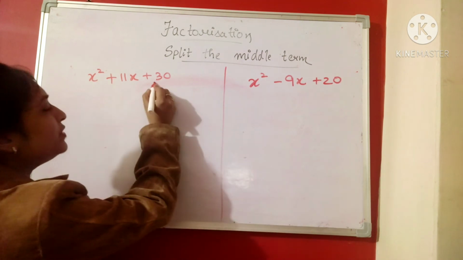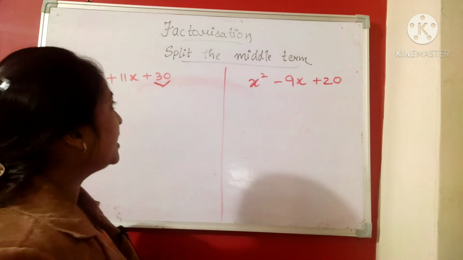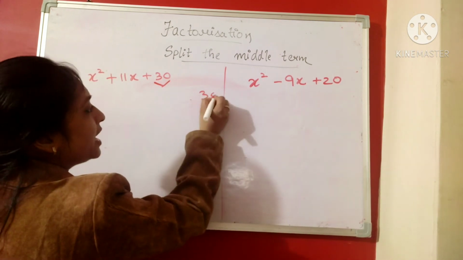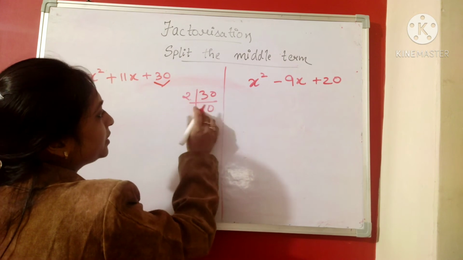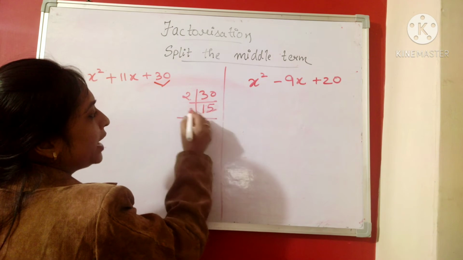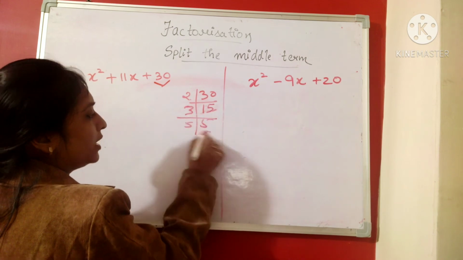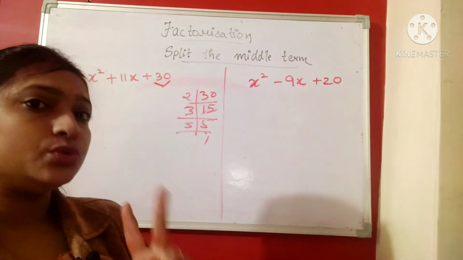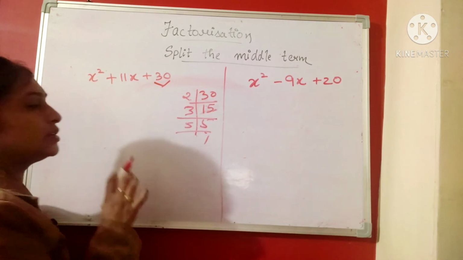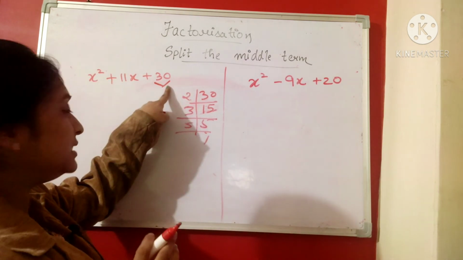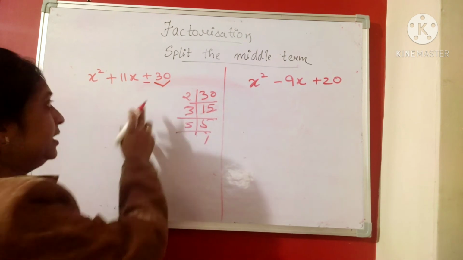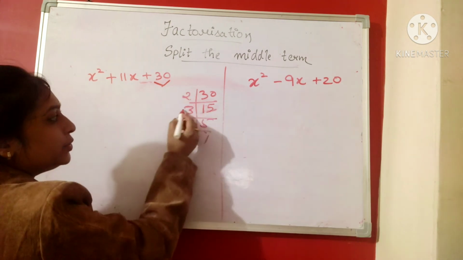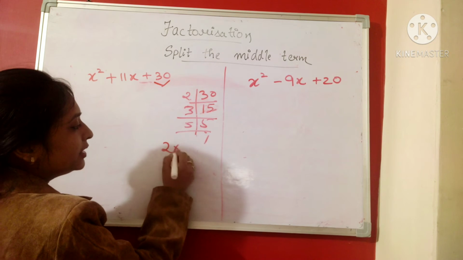For splitting the middle term, we have to see this last term, right? This last term is 30. Suppose I have calculated the factors of 30. Factors of 30: 3 tens are 30, 5 sixes are 30, 15 twos are 30, 30 ones are 30, right? These are the factors of 30. We have to choose two numbers. The product of those two numbers should be 30, and which sign is there? Plus sign. The addition of those two numbers is 11, right?